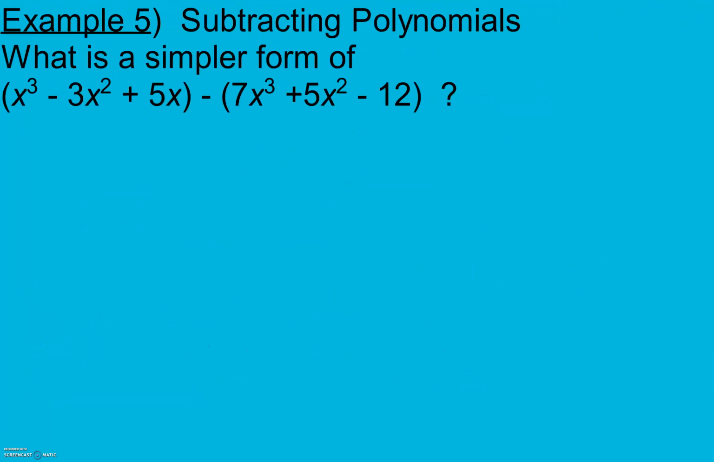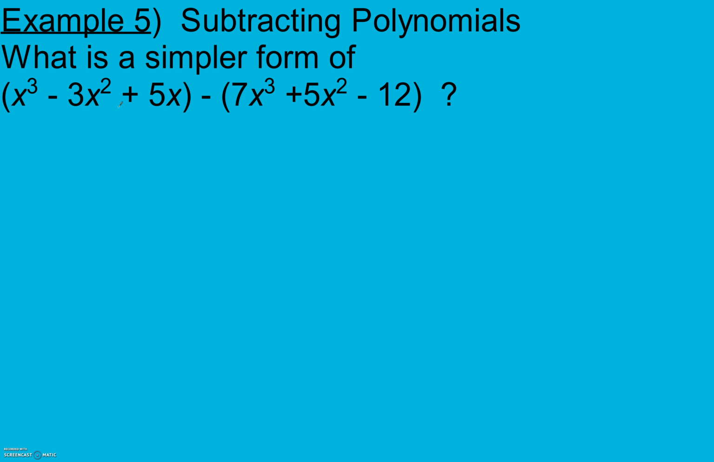In example 5, we're going to be subtracting polynomials. So we're looking for a simpler form here of a polynomial minus a polynomial. And we can tell these are polynomials because the parentheses tell us that x cubed minus 3x squared plus 5x go together. And 7x cubed plus 5x squared minus 12 go together.